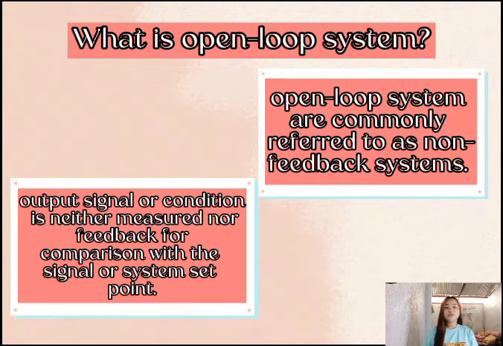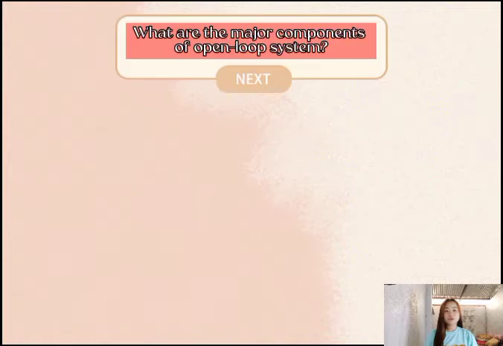Also, an open loop system does not use feedback to determine if its required output was achieved. It assumes that the desired goal of the input was successful because it cannot correct any errors it could make, and so cannot compensate for any external disturbance to the system. Now let us move on to the first question: what are the major components of an open loop system?